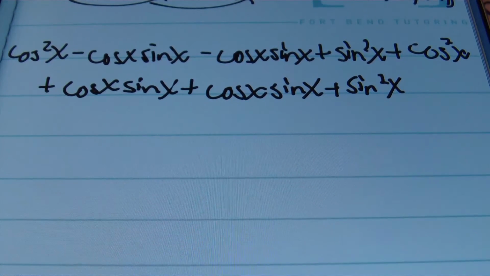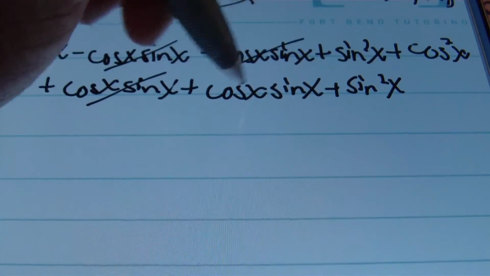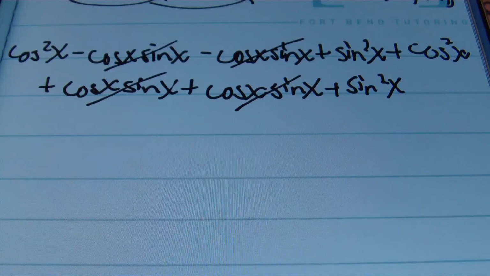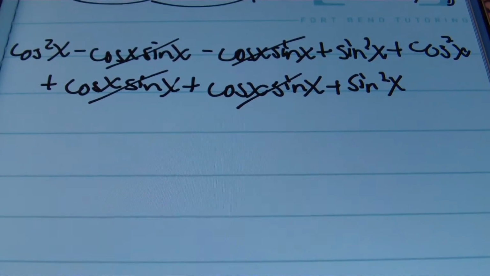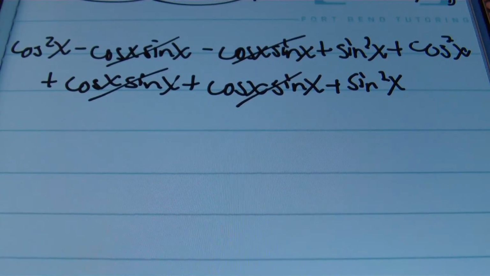From here, we have additive inverses. That's right. Check this out. We have a negative cosine x sine x, and we also have a positive cosine x sine x. Yeah, those cancel out. Bye. And that means that these cancel out as well. That's fantastic. So once I have this, we'll then combine our remaining terms together.